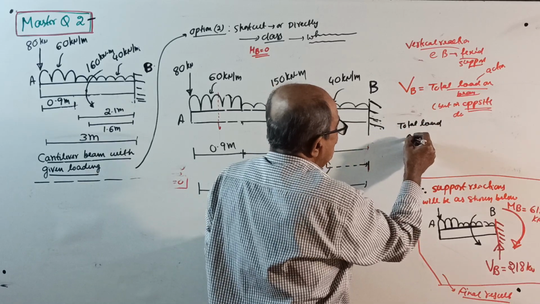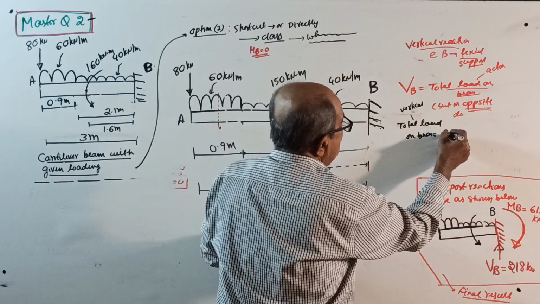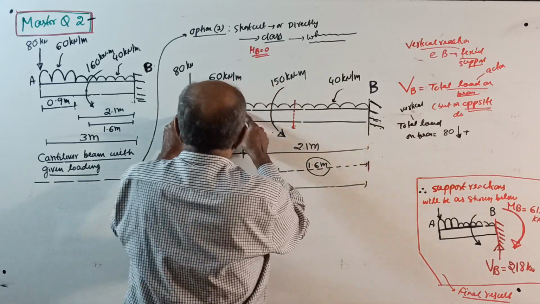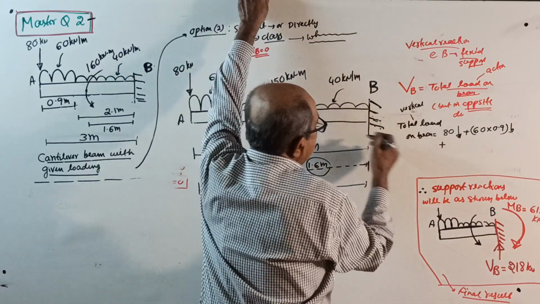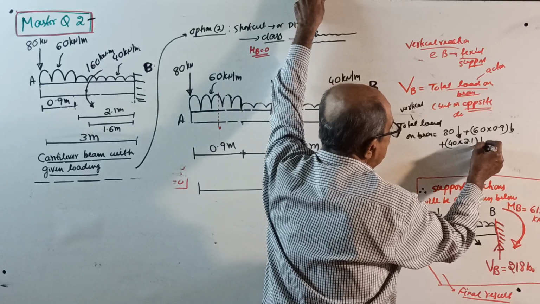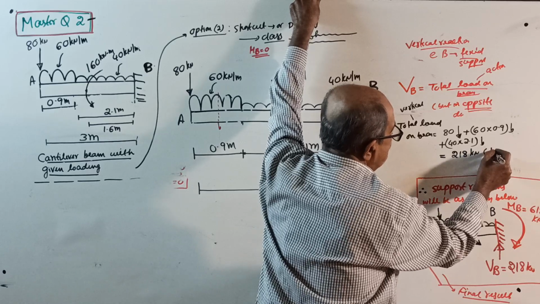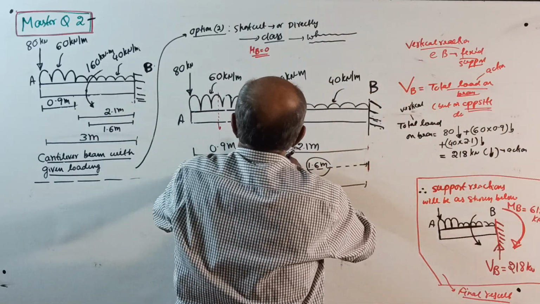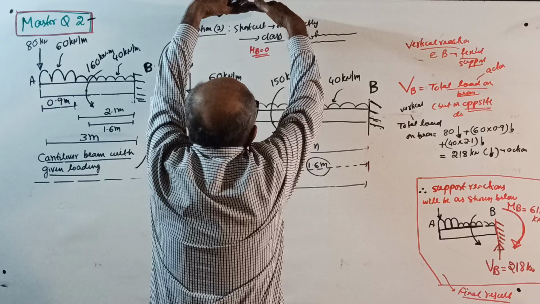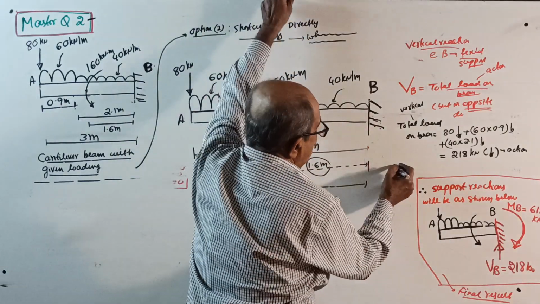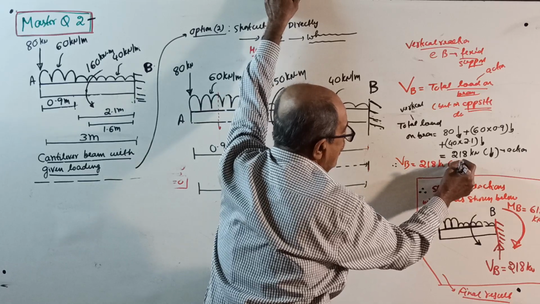Now, the total load on beam, these all you should not write. Total vertical load on the beam equals 80 down plus 60 into 0.9 down, plus 40 into 2.1 also down, equal to 218 kilonewton down. This is your action. The complete couple is not considered, it is not a load. The complete vertical load is equal to a single vertically downward load of 218. So your reaction at B, that is action, reaction is the same 218 kilonewton, but in opposite direction.